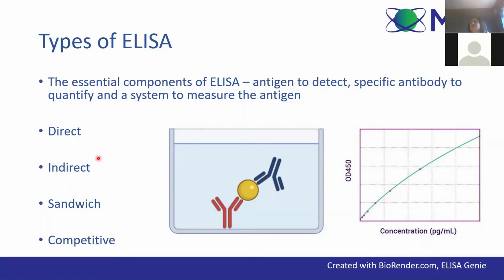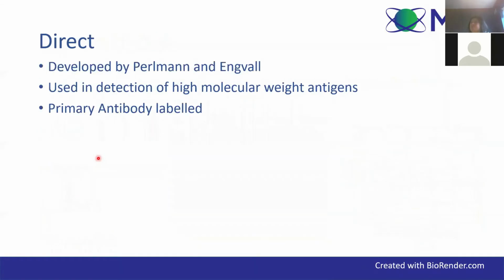and where their pros and their cons are. So the direct ELISA was developed by Perlman and Engvall. This is usually used to detect high molecular weight antigens, and in this case, your primary antibody is the one that's labelled with either the fluorophore or the HRP.